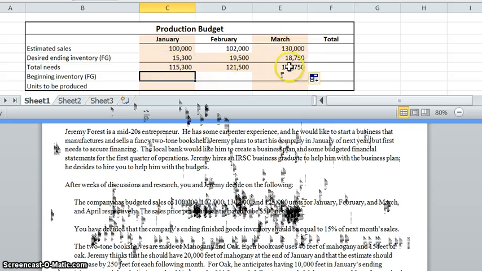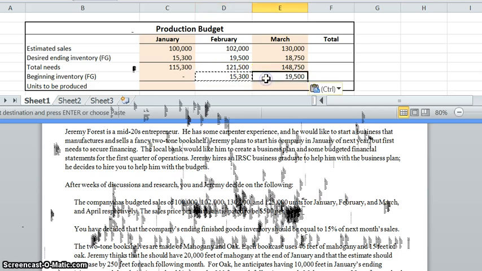All right, so now that we know our total needs, we can go ahead and get rid of our beginning inventory to really figure out what we are going to need to produce. So beginning inventory, since this is the first month of operation, he's actually going to have 0 beginning inventory in January. Now for February, his beginning inventory is last month's ending inventory. So remember, January's ending is February's beginning, so on and so forth. And then the same thing for March.